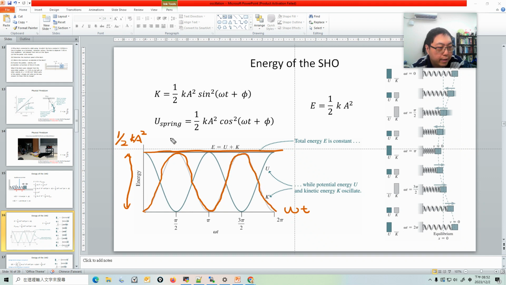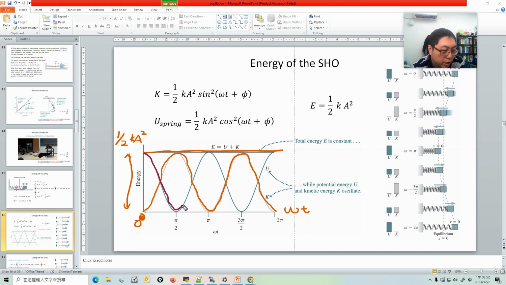And also, the spring potential energy is a cosine square function. Cosine starts from 1, right? And sine starts from 0. And cosine starts from 1, times 1/2 Ka squared. So it starts from 1/2 Ka squared. So this is a cosine square function.